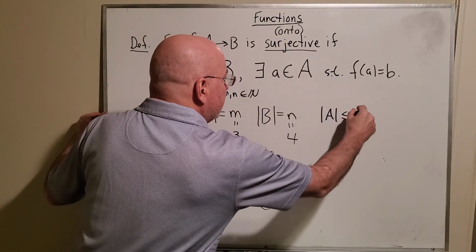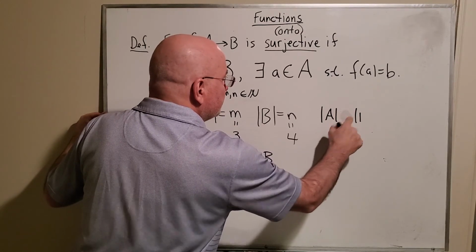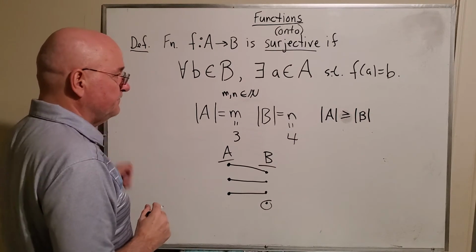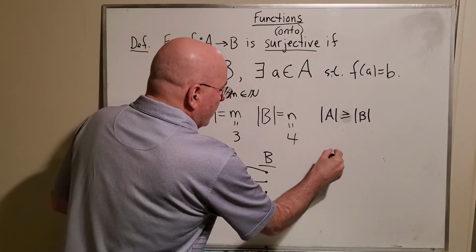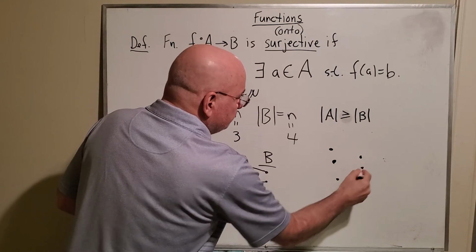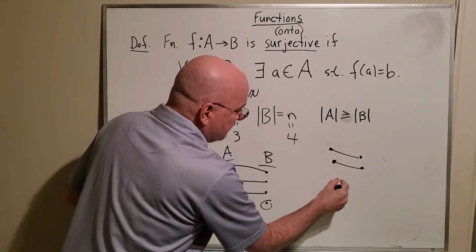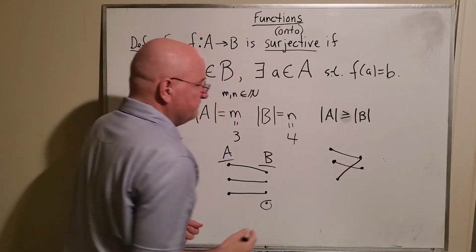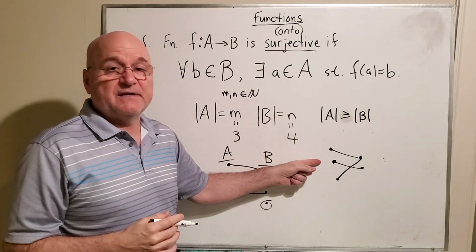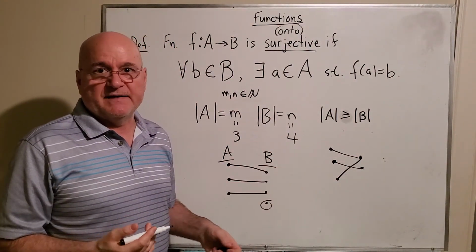So the requirement would be, if A and B are finite, then we have to have the number of elements in A greater than or equal to the number of elements in B. If you had 1, 2, 3, and 1, 2, no problem. That one maps to that, that one maps to that, and this one maps to that. That's a beautiful function. It's not one to one, but it is onto. All of the elements in B are getting mapped to by an element in A.